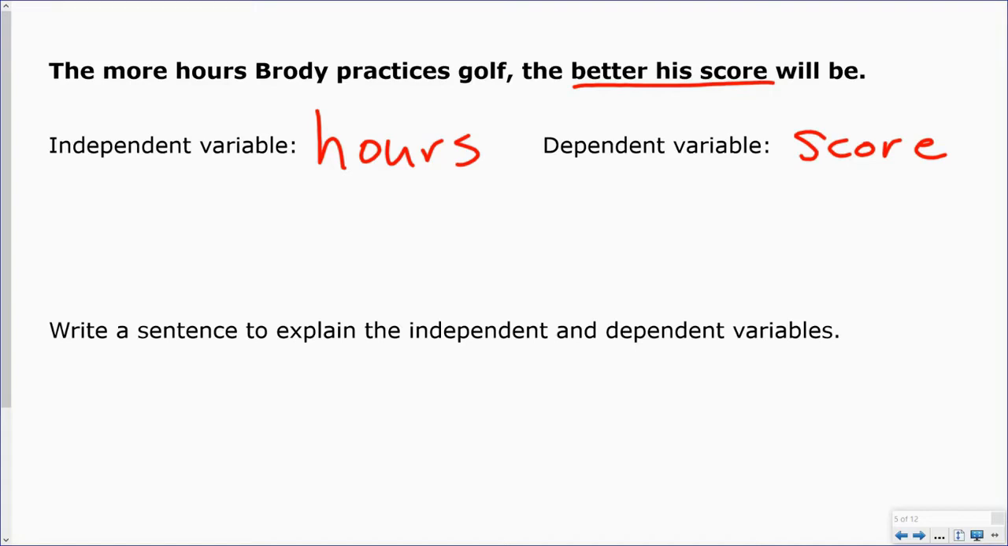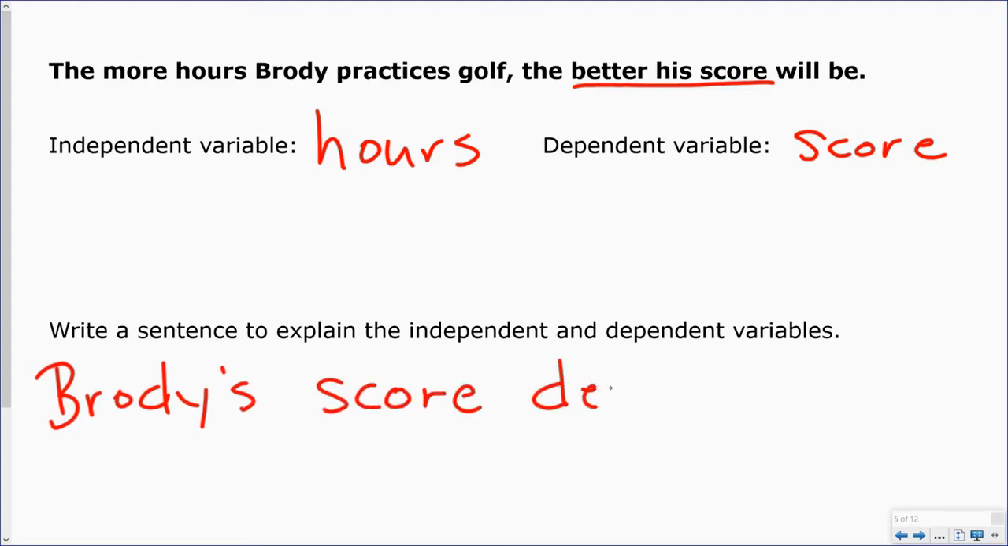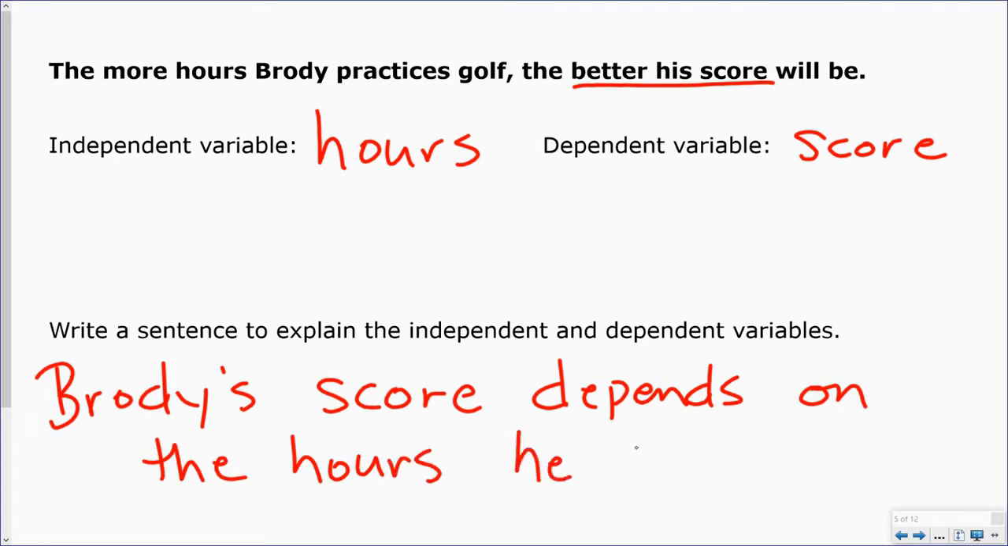So write a sentence to explain the independent and dependent variables. Brody's score depends on the hours he practices. The more he practices, the better his score is going to be.